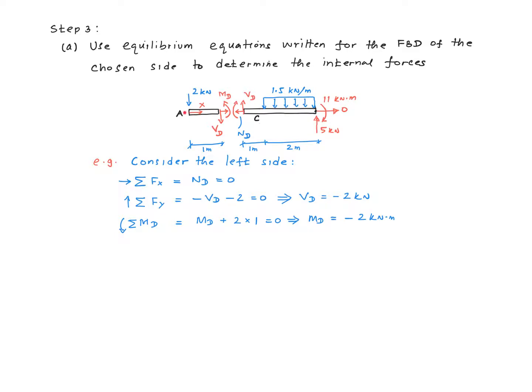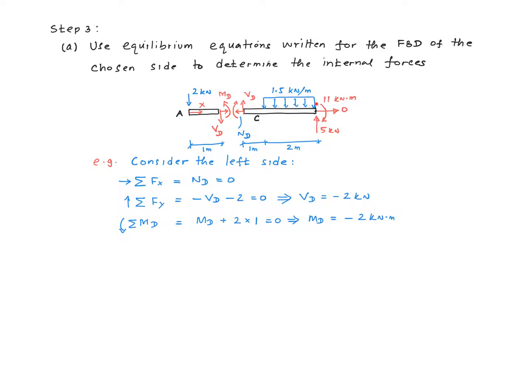Now we go ahead and take a moment about one of the convenient points. It could be point A or point D. So here I have selected to write down the moment equilibrium equation about point D. So M_D is acting counterclockwise, and that's the direction that I have chosen for the equation. In other words, if there is a moment that acts in the counterclockwise direction, that's going to go in as a positive term in this equation. So M_D goes in as a positive term. 2 multiplied by 1 meter goes in as a positive term as well. So that gives you a value of minus 2 kilonewton meter for M_D.